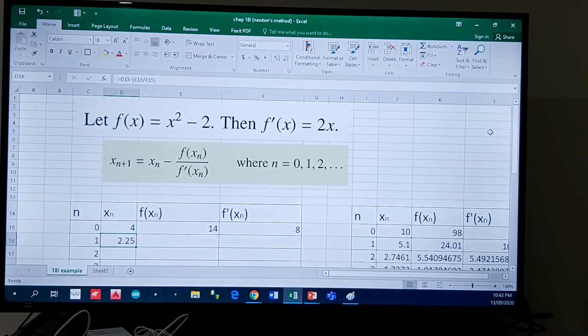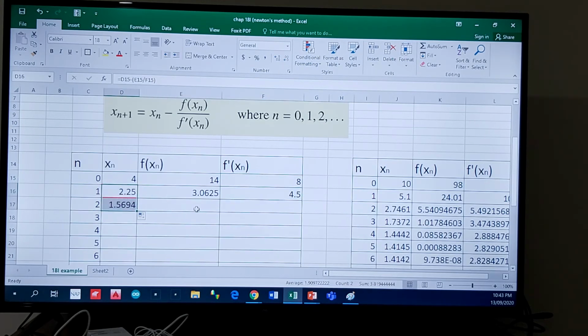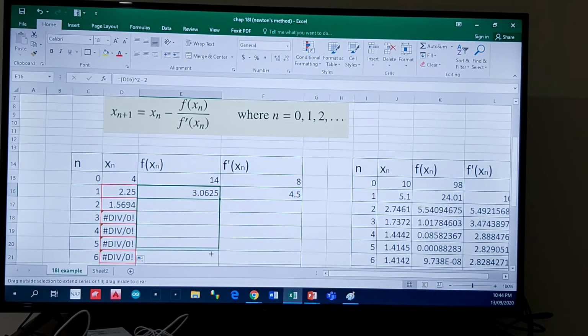If you want a better answer, what you need to do is just drag. This 2.25 will help you calculate the next one. With this number, you can get a better answer for xn plus 2. Now you're even closer. By doing 2 steps, you're closer to the final answer. So I just drag all the way.